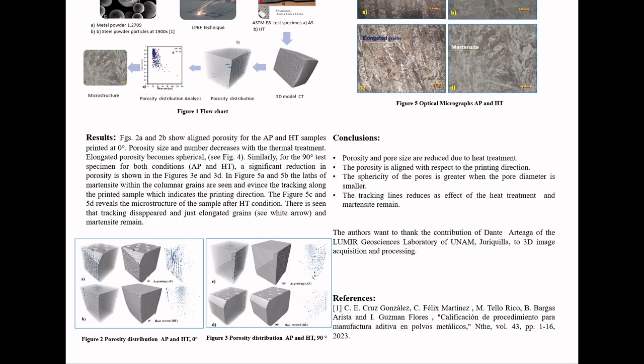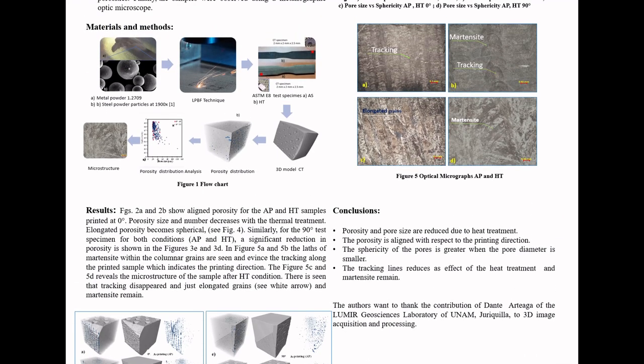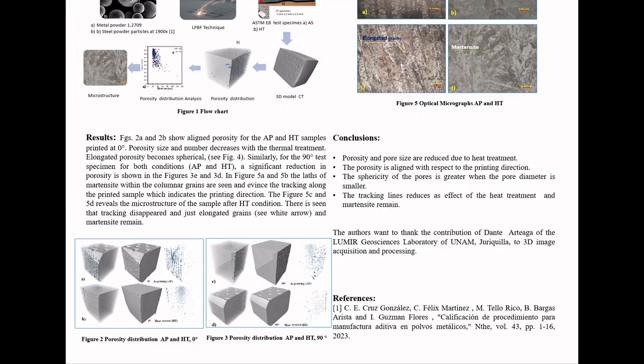In figures 5A and 5B, the lines on martensite within columnar grains are seen as the tracking along the printed sample, which indicates the printing direction. Figures 5C and 5D reveal the microstructure of the sample after HT condition. There, the tracking has disappeared, leaving just elongated grains. See the white arrow: the martensite remains.